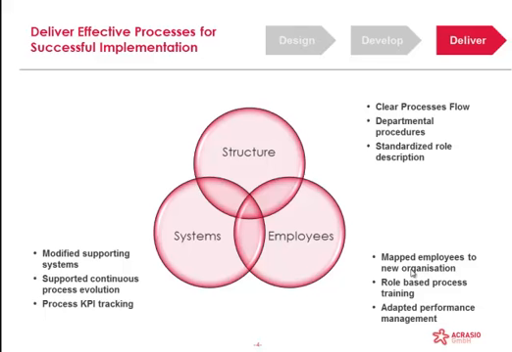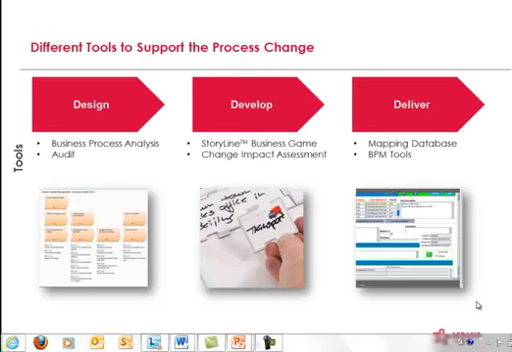You might be wondering what kind of tools do exist. We use different tools to support process change. In the design phase, we like to do business process analysis, asking employees to record their times versus different activities. Or we would do a process audit. During the development phase, storyline is a great business game to clarify different aspects of process steps. We also like to use change impact assessment, helping us track the different changes and their implementation throughout the organization.